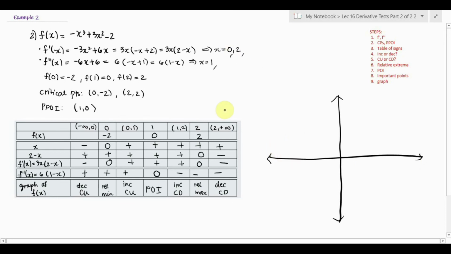Okay, so we plot the special points, 0, negative 2. So this is 0, negative 2. Next, 1, 0. Here. Next is 2, 2. So this one. Okay. Before we graph, sulat uli natin, no? Yung 4 na cases.